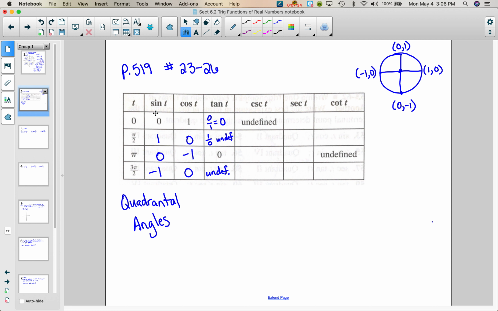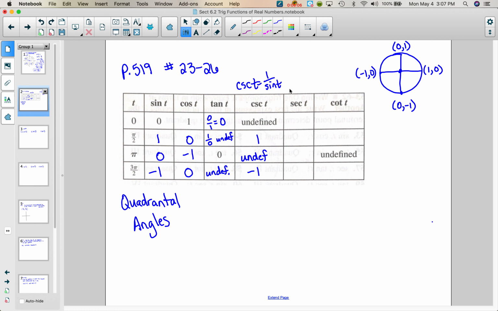For cosecant, you flip over sine. Well, you can't flip over 0. This is like having 0 over 1, and if you flipped it over, it'd be 1 over 0. So that's why it's undefined. But you can flip over a 1, it's still 1. Flipping over a 0 is undefined. Remember, cosecant t is 1 over sine t. That's also an identity, called a reciprocal identity. And cosecant of 3 pi over 2 is going to be negative 1.